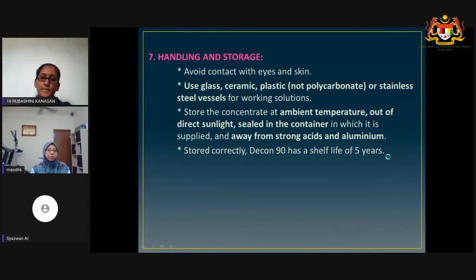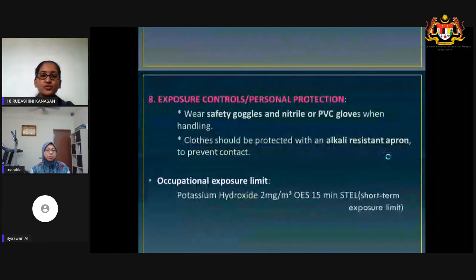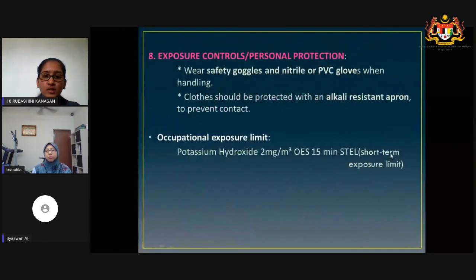Okay, for exposure, we should wear safety goggles and nitrile or PVC gloves when handling Decon 90. Clothes should be protected with an alkali resistant apron to prevent contact with the personnel. Okay.